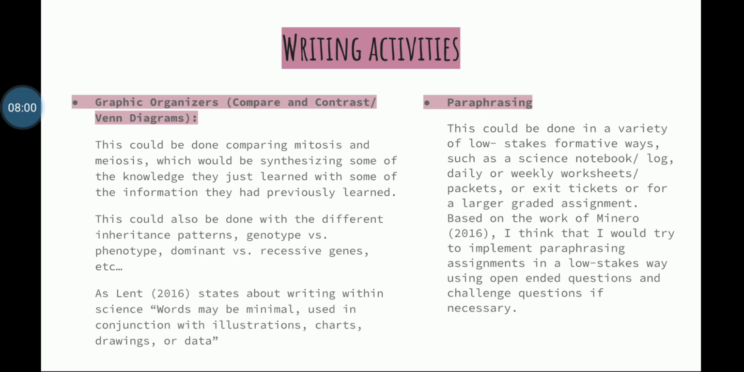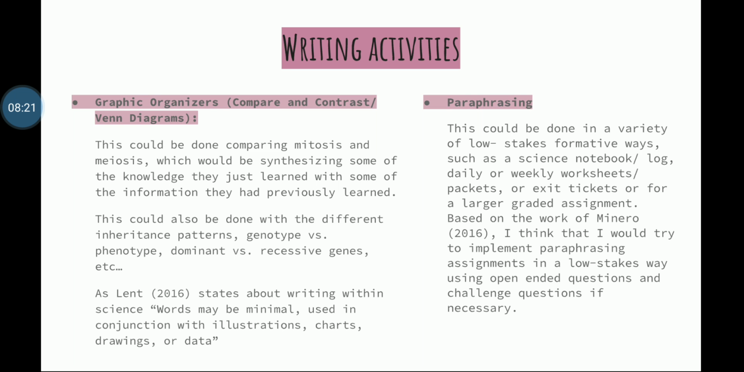This is very versatile, and they could do it in a lot of different ways. And Lent states that writing within science, words may be minimal, used in conjunction with illustrations, charts, drawings, or data. So this would be a perfect example of that. They would most likely be doing bullet points inside of their Venn diagrams.